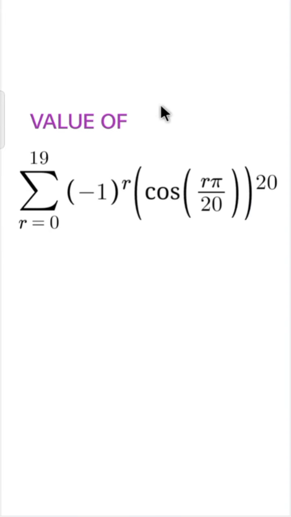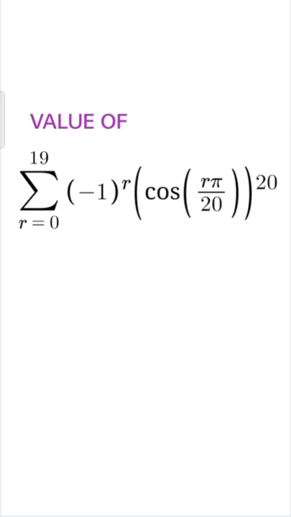So the problem asks us to find the value of sigma r equals 0 to 19 of (minus 1) whole power r into (cos r pi by 20) whole power 20. Alright, so this is the question. I hope you got an idea of what is actually being asked. He has asked us to find the sigma, so we need to add all the values and find the answer. That's it.